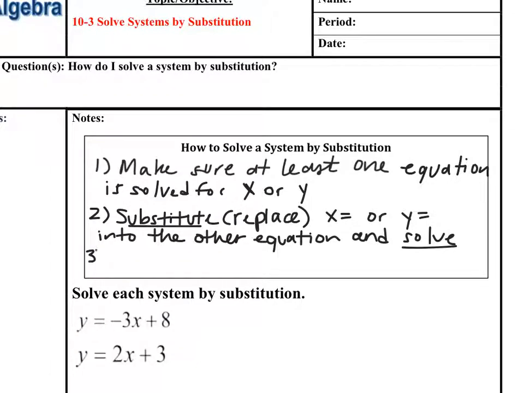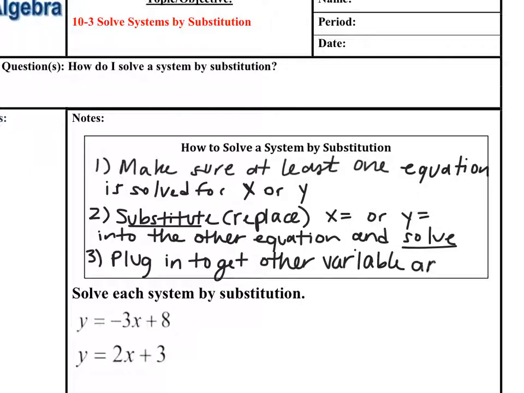And then the last thing I need you to do is plug in to get the other variable, because there's two variables here. And write as a point. I know that's a lot. X comma y.